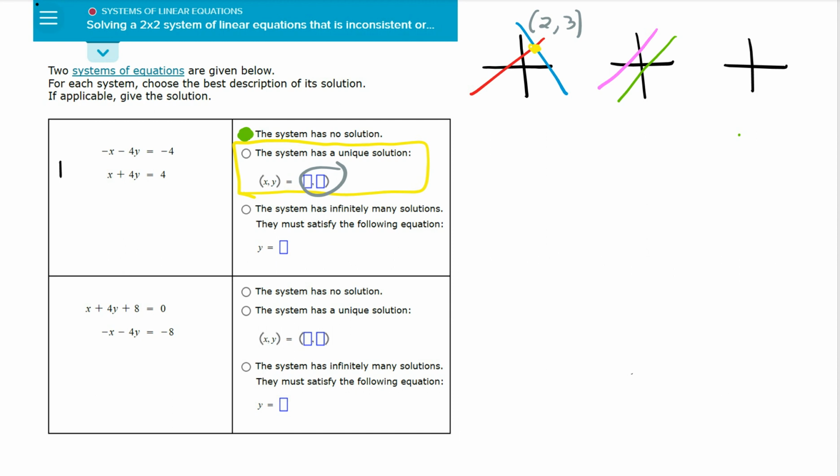And then there's the third method. The third one is when you have a line, and then you graph another line, and it's literally right on top of that line. It's the exact same line. And so that is when you're going to say the system has infinitely many solutions and they must satisfy the equation, and then you're going to have to take one of these two equations and solve it for y. That's basically what's happening here. So let me erase all this and I will do this problem to show you.